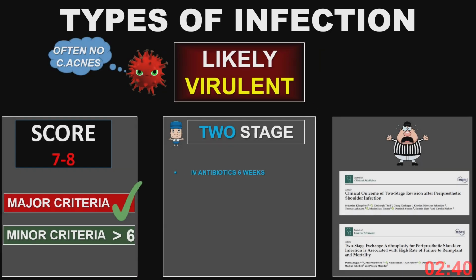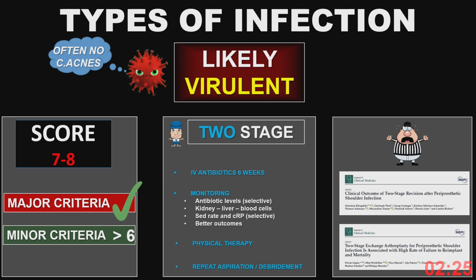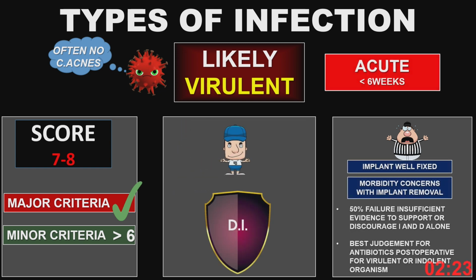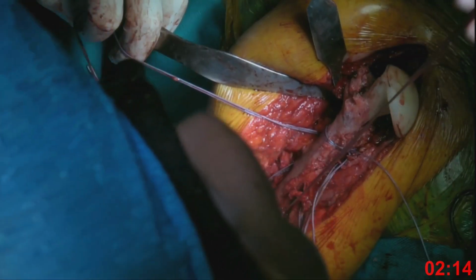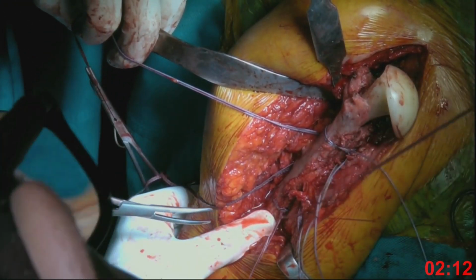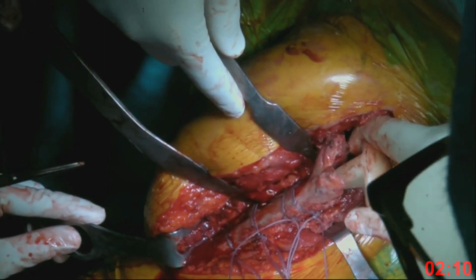Likely virulent, usually the score is very high, around 7-8, and in my hand it works. I prefer to do 2 stage. Of course, using antibiotics for almost 6 weeks, monitoring everything, physical therapy, and then new stage. If we have a likely virulent in acute, less than 6 weeks, we can do a debride and irrigation or component exchange. This is, of course, one of the steps using the spacer.